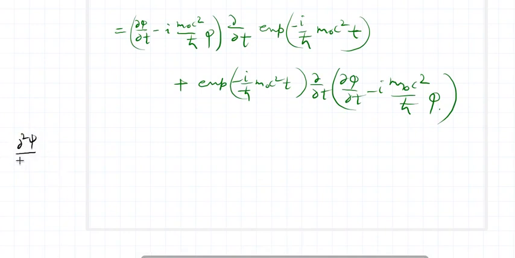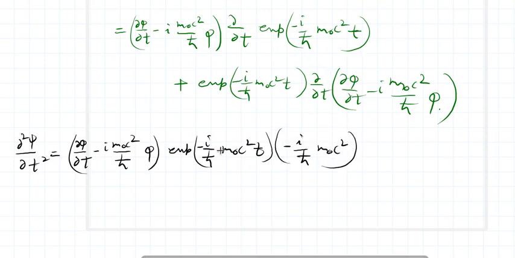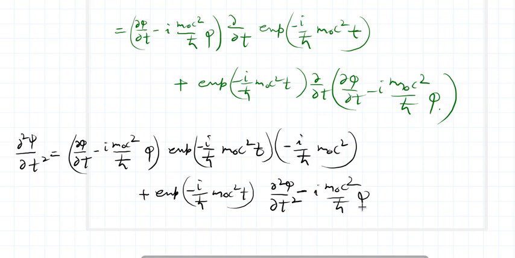Therefore, ∂²ψ/∂t² is equal to ∂φ/∂t minus iota m₀c²/ħ φ, and its derivative: exponential of minus iota over ħ m₀c² t, and minus iota over ħ m₀c², means its derivative again, applying chain rule, plus exponential of minus iota over ħ m₀c² t times ∂²φ/∂t² minus iota m₀c² ħ φ.